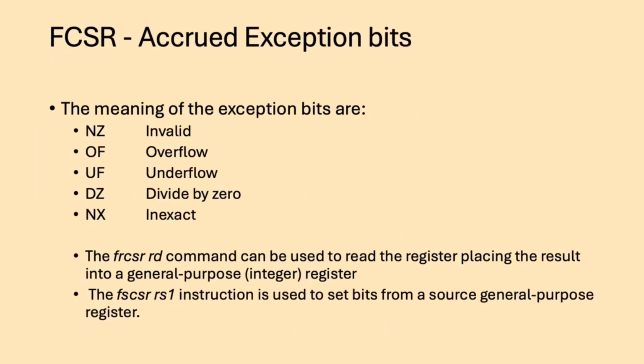Also within the floating point control and status register, as we mentioned, there's a field known as the accrued exception bits field. And the meanings of these exception bits are invalid, overflow, underflow, divide by 0, and inexact. We can actually read these bits using the floating point read CSR command. And this will read the register, and it places the result into a general purpose integer register.